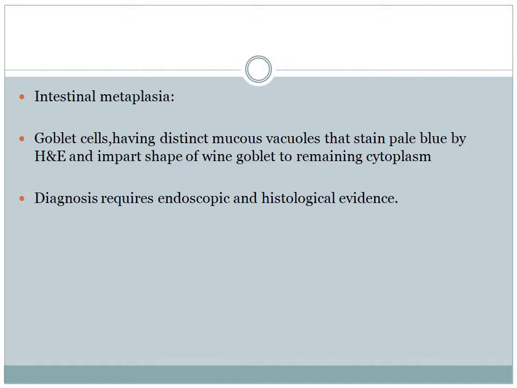In intestinal metaplasia, there are goblet cells having distinct mucus vacuoles that stain pale blue by the hematoxylin and eosin and impart the shape of a wine goblet to the remaining cytoplasm. Diagnosis requires endoscopic and histologic evidence.